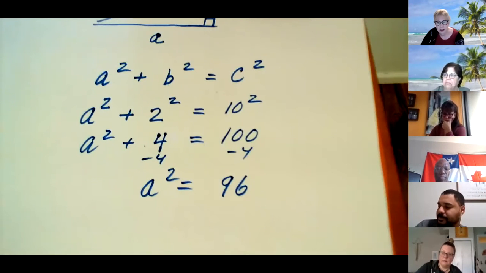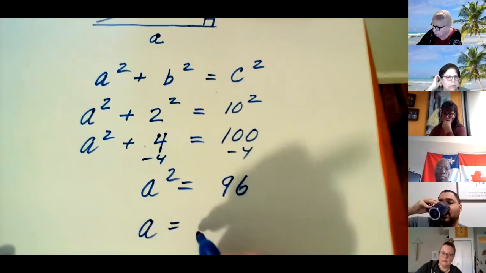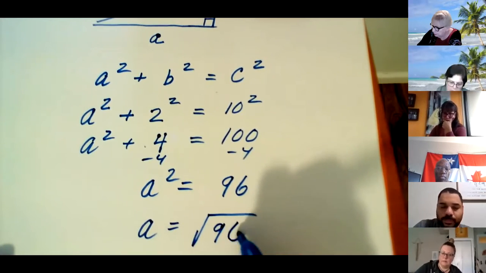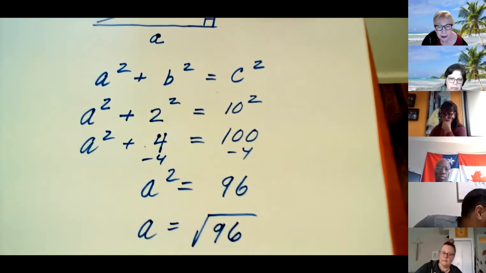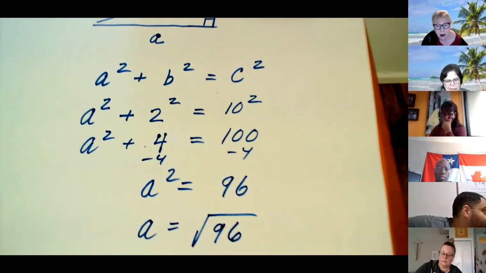What would then the answer be? A would equal square root of 96. What would you have to do to solve that? Is that a perfect square, 96?